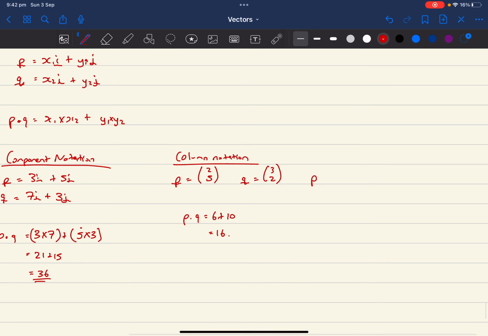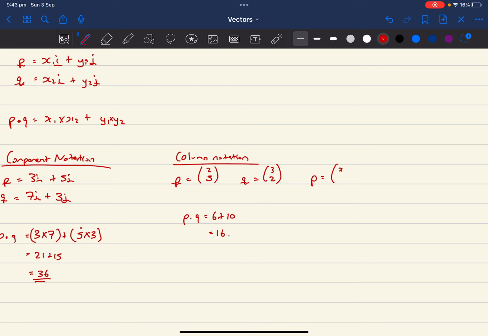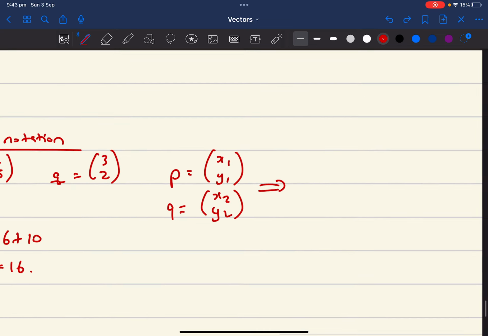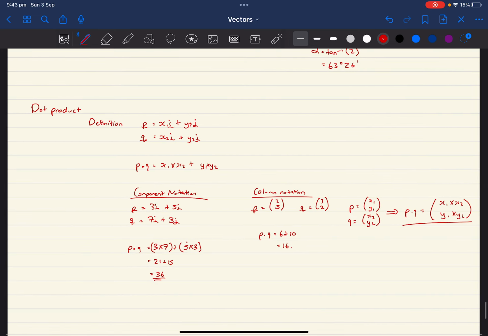So in general, it would look something like this. If P equals (x1, y1) and Q equals (x2, y2), then P dot Q just equals x1 times x2 plus y1 times y2. Fairly simple, right? Okay.